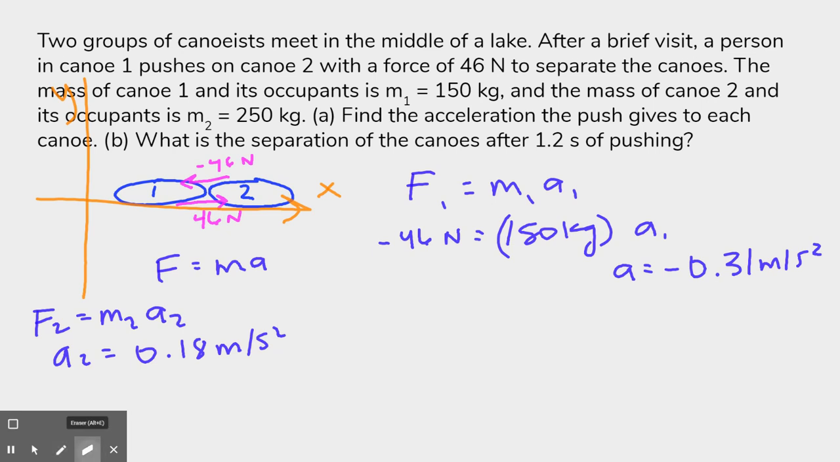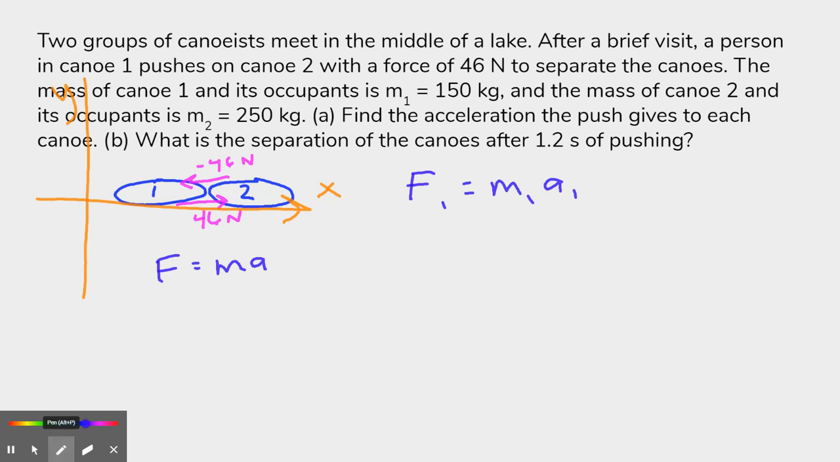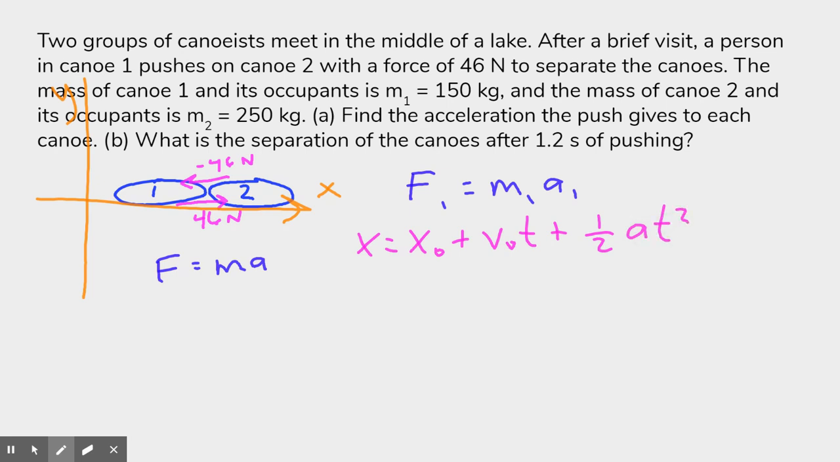So I'm going to erase a little bit of what I have so I have more space here. Go ahead and take a look at those equations of motion and see what would help you to solve this. Again, we are looking for the separation of the canoes, so something involving X. I'm going to show you what I have chosen: X equals X naught plus V naught times T plus 1/2 A T squared.